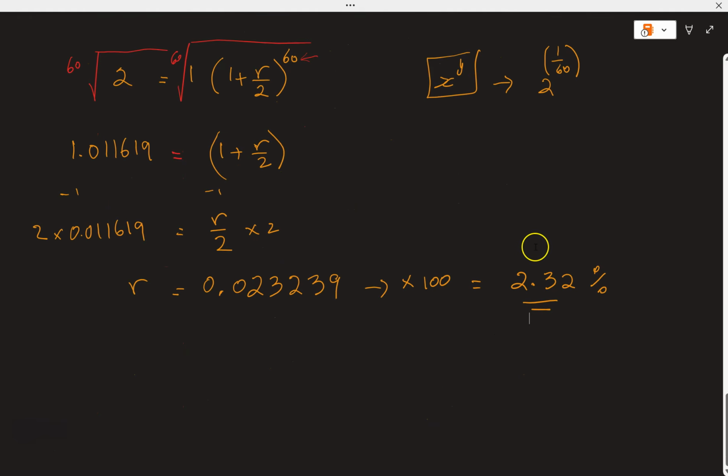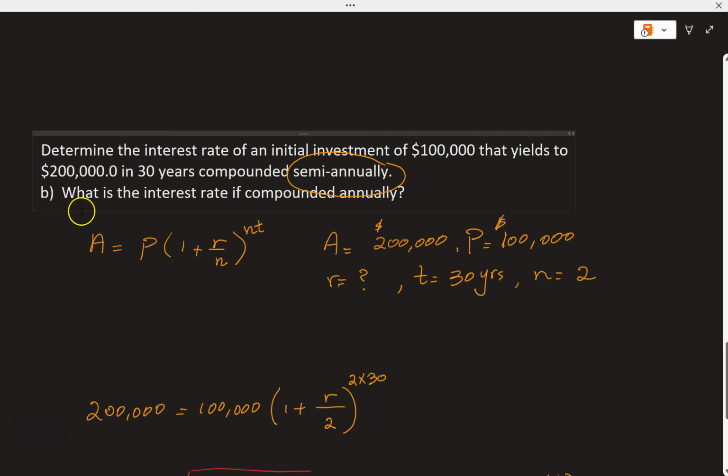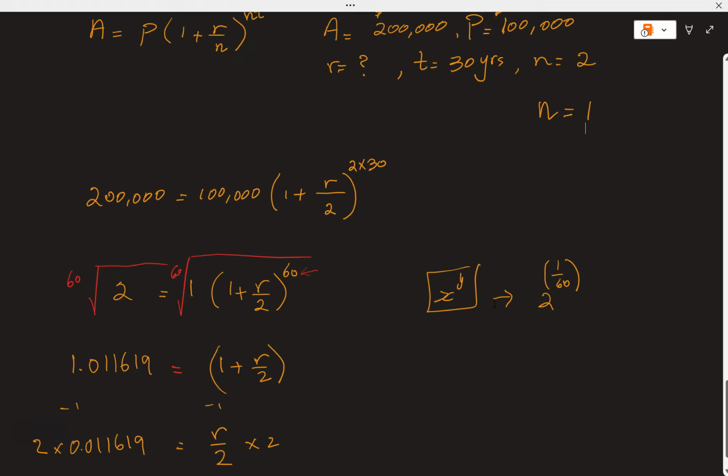Okay, so compounded semi-annually, that's what you're getting, and that's why the power of compounding comes into play, because it's very, very important, and that's where the growth comes. All right, let's look at part B of this, which is what is the interest rate if this was compounded annually? That means if n was only 1. So if n was 1, let's rewrite the formula with values inside of it, but n is 1, and then we're going to see what happens.